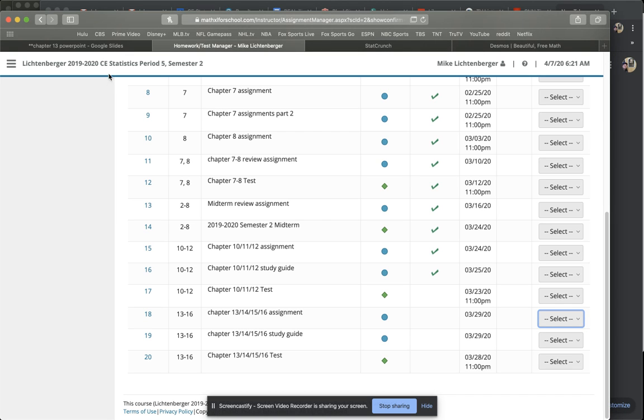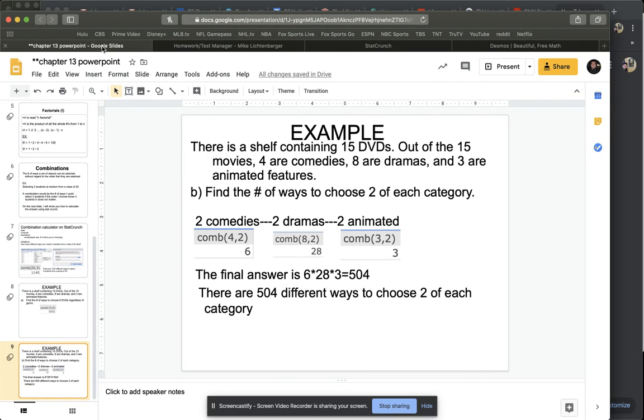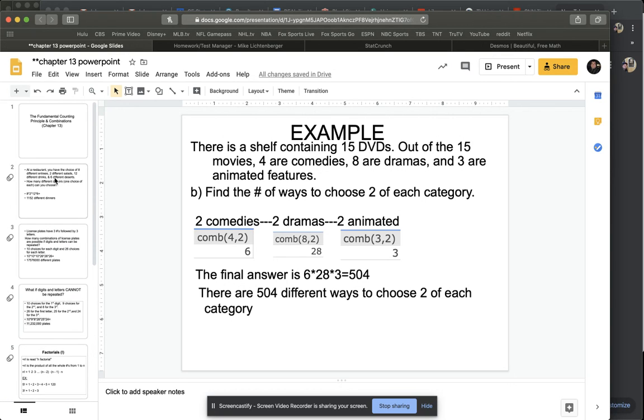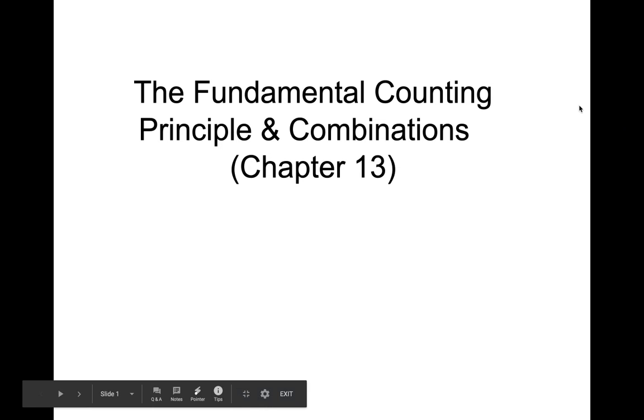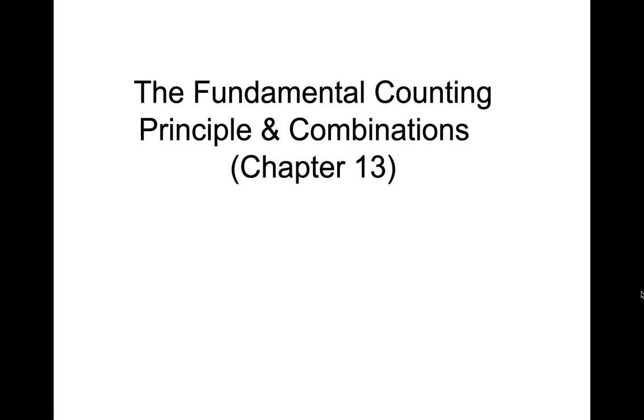All right, so the next unit for this class is actually chapters 13 through 16. So today I'm going to go through chapter 13, go through the notes, and go through some of the examples on Math Excel. This unit that we're starting today is basically a probability unit. Some of those basic rules of probability that you learned when you were younger are going to come back in this unit. And today we want to talk about the fundamental counting principle and combinations.